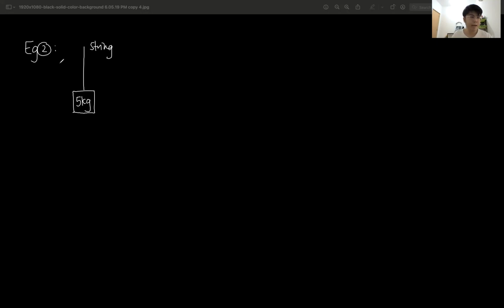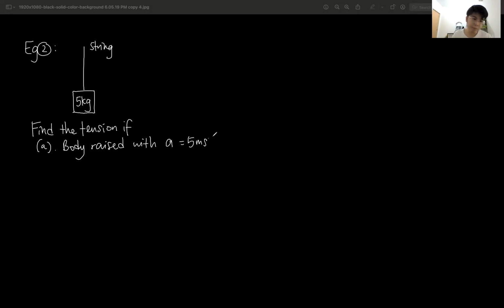Let's say we have a hanging mass. The question asks, find the tension if a body is raised with an acceleration of 5 meters per second squared. If I raise the body with an acceleration of 5 meters per second squared, what is the tension in the string?